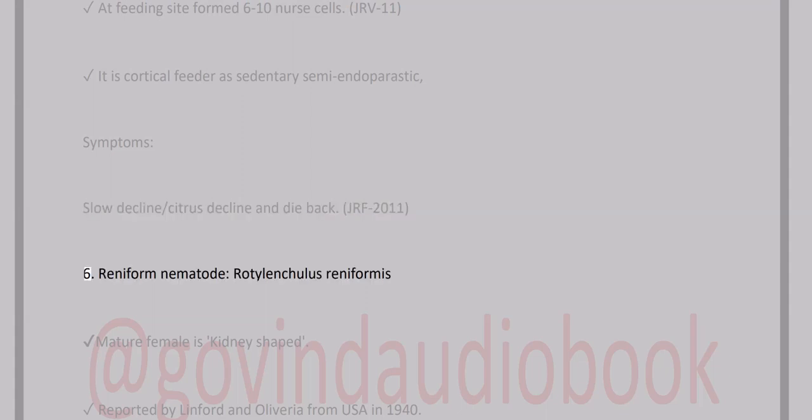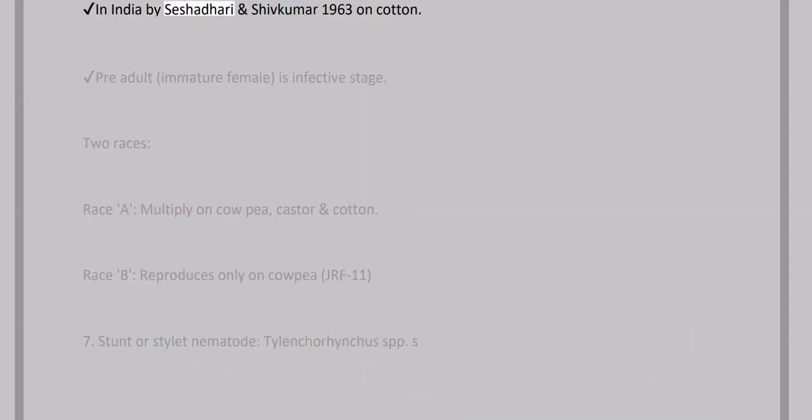6. Reniform nematode, Rotylenchulus reniformis. The mature female is kidney-shaped. Reported by Linford and Oliveira from USA in 1940. In India it was reported by Seshadri and Sivakumar, 1963 on cotton. The pre-adult immature female is the infective stage. There are 2 races: race A multiplies on cowpea, castor and cotton; race B reproduces only on cowpea.